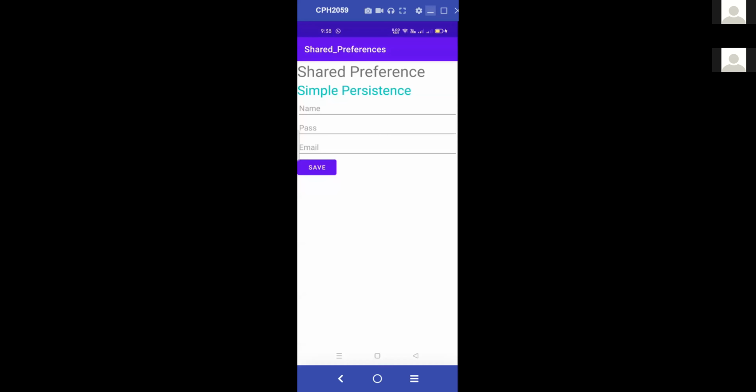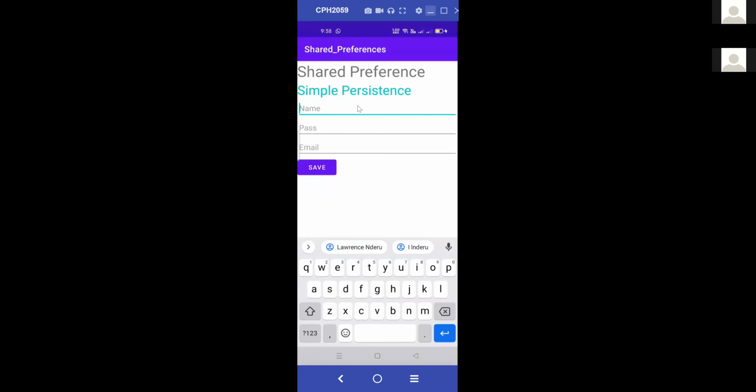Okay. So if you look at what we had, I can save these details here. Maybe passkey is something like that. The email is Nderu at that. And then I say save. And what we did is that when you refresh this, shared preference is here. So my shared preference, you can see those details. We have kept them there. So those are the details that have been put in that case.